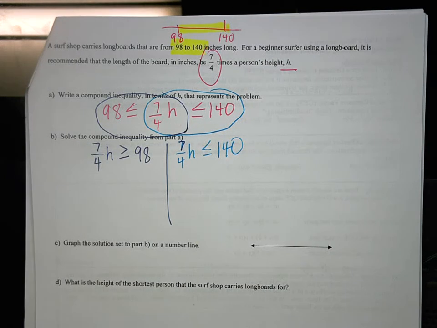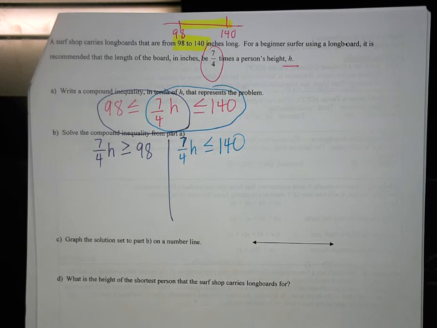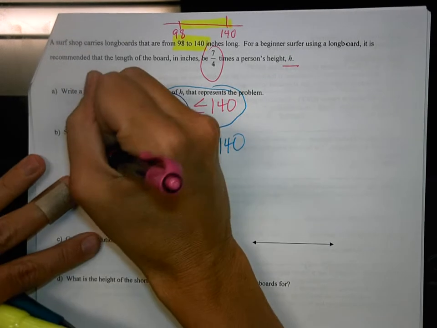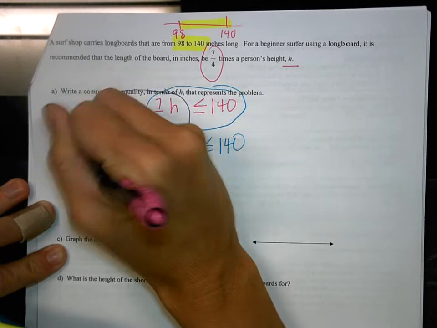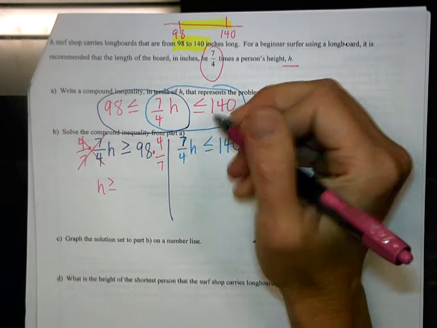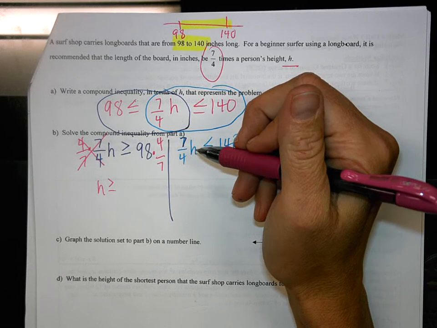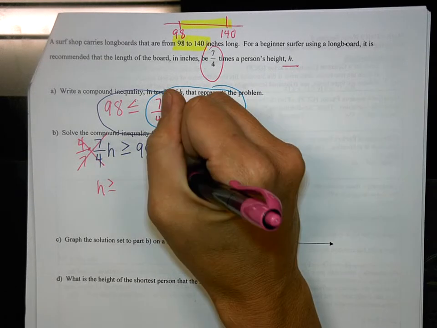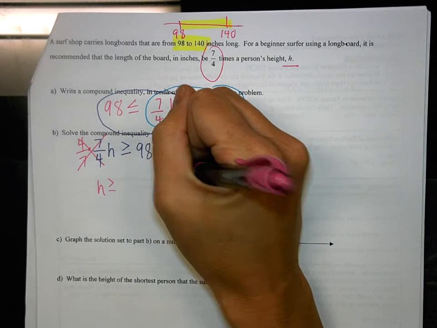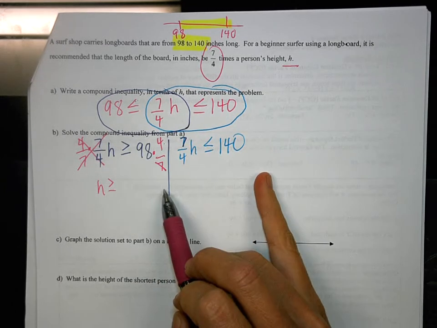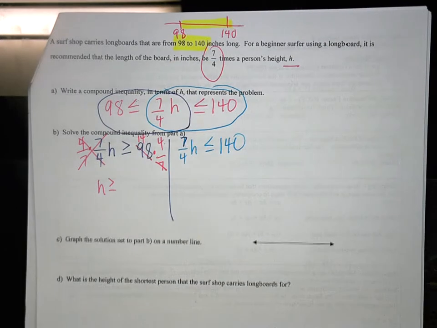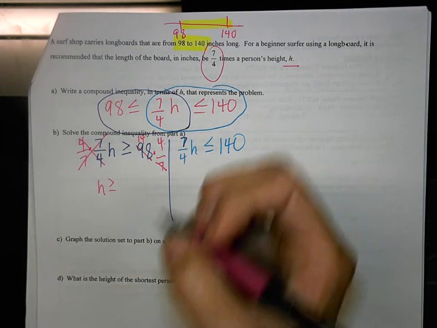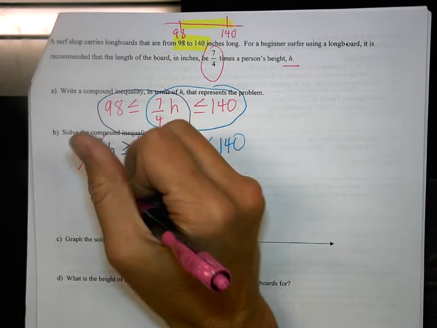Yeah? Okay, how do I get rid of 7/4? Good. Multiply by 4/7. These eliminate. H is greater than or equal to. Can 7 go into 98? Okay, so you could do that. Or you could multiply 98 times 4 and then divide by 7. But 7 does go into 98 14 times. And 14 times 4? Close. 56.